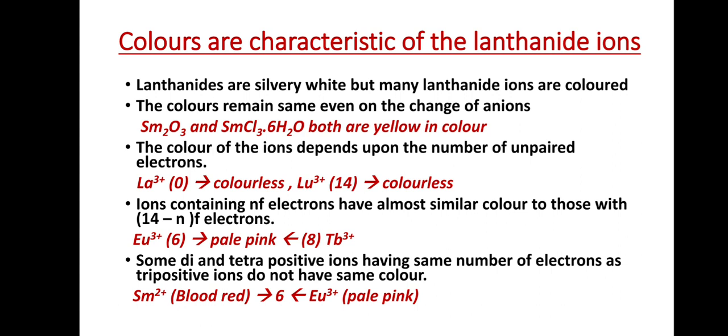After that, the next thing you can consider with respect to the colors of the lanthanide ions is that the colors of the ions depend upon the number of unpaired electrons, and that's very true. If you observe here, lanthanum 3+, just try to find out the electronic configuration of lanthanum 3+. You can find that the number of 4f electrons, which are the electrons within the valence shell, is 0. Similarly, in case of lutetium 3+, the number of 4f electrons is 14. So no unpaired electrons in both cases. As a result, these ions are colorless.